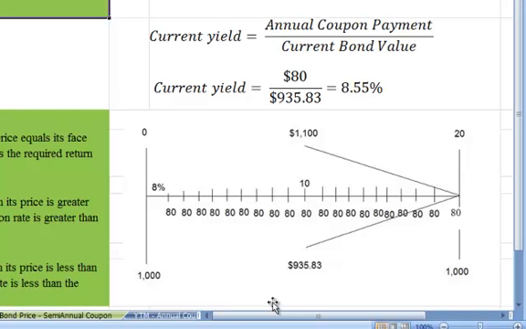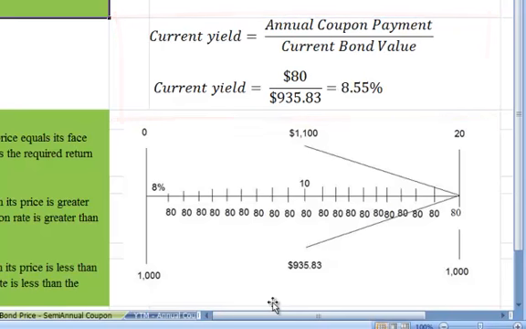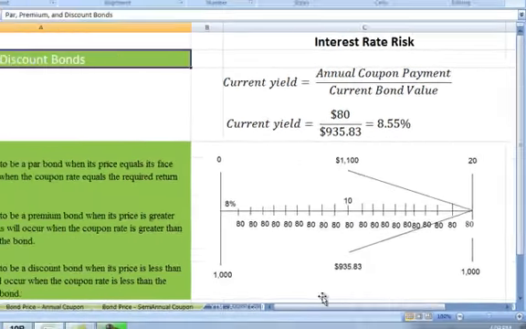Now, if we take a look just above, we can see the simple calculation of current yield. It's nothing more than the annual payment divided by the current price. In this case, $80 divided by $935.83 gives us a current yield of 8.55%. That would be the yield on a new bond issued at that time, and I think most people would rather have $85.50 than $80. Therefore, this one has to be sold at a discount.